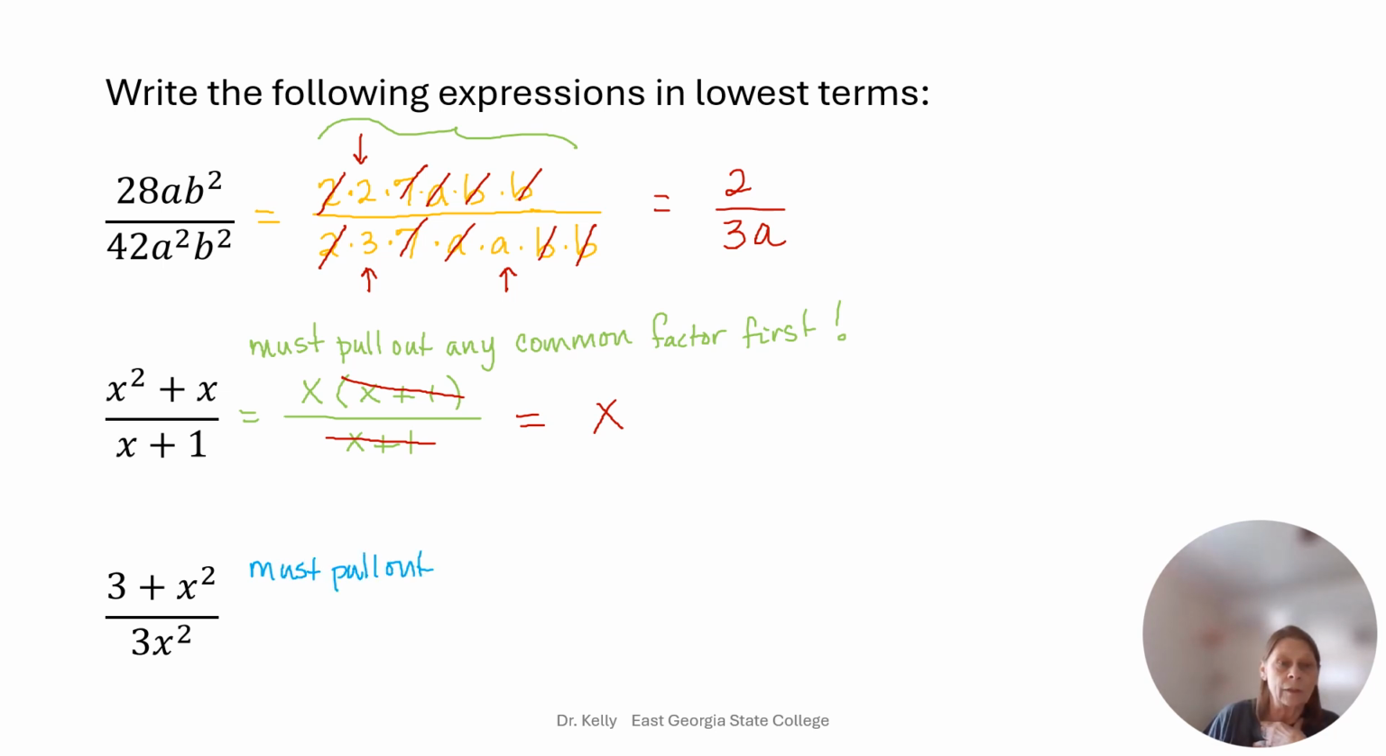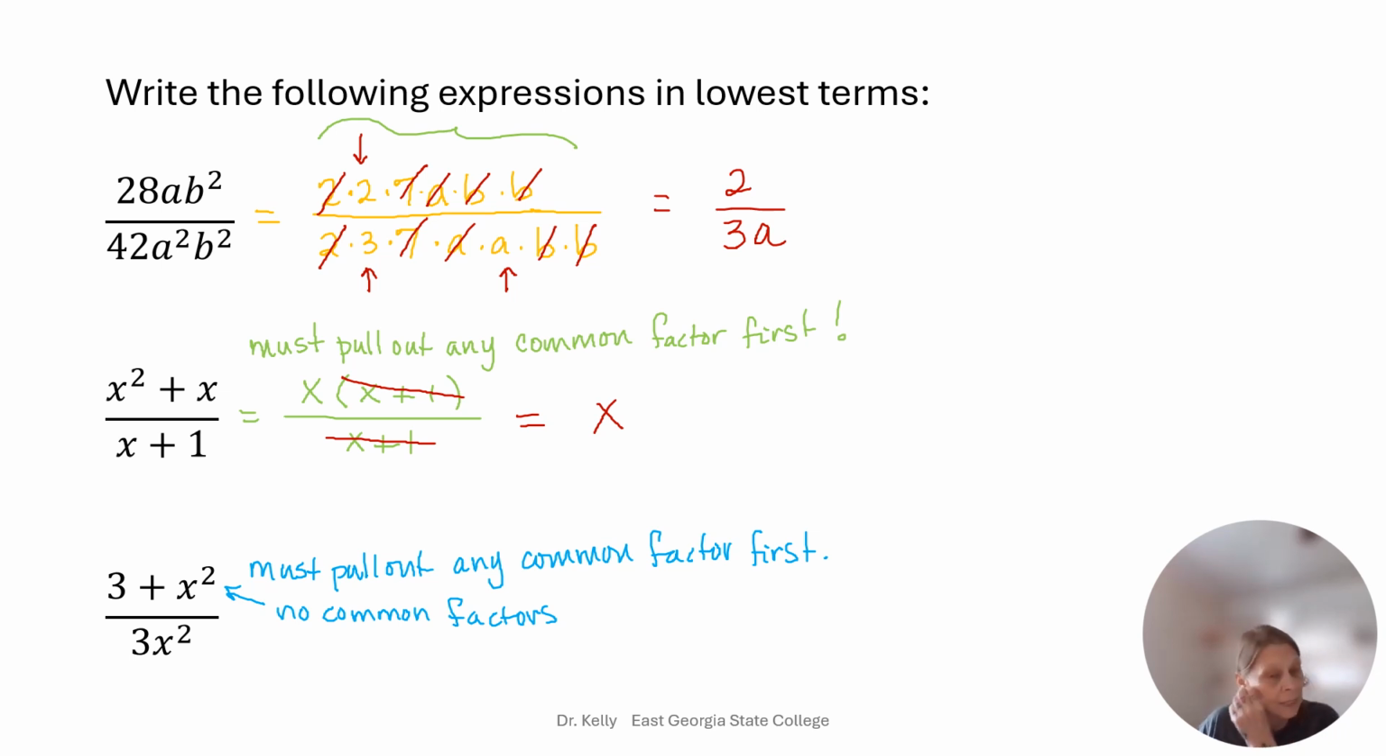So when we get to the next one here, again we must pull out any common factor first. And if you look at the numerator here, there are no common factors. So for now, as far as we will go, I can't say because I am a mathematician and I know that this is a lie, but for now, we can't factor any further.